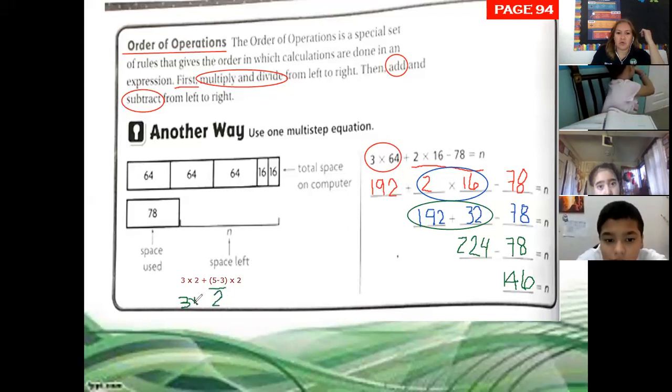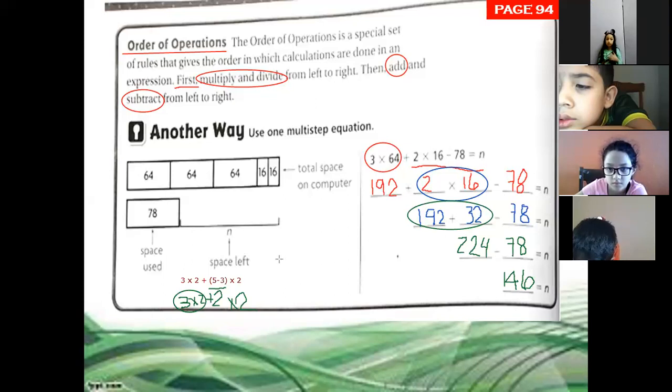3 por 2 más ese 2 por 2. Ahora, ¿qué voy a hacer? Multiplication. Ya eliminé, haciendo la operación, elimino el paréntesis, resolviendo esa resta.